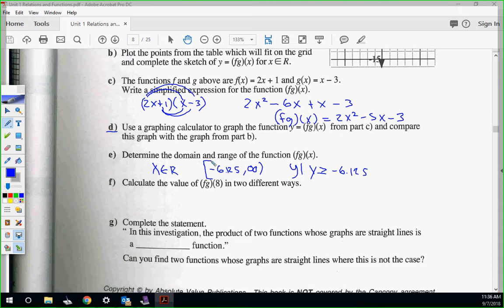Calculate the value of fg of 8 in two different ways. So the two different ways: you could put the 8 in here and here and then multiply, or you can do it into right here and just get what you get. Okay? So that's the two different ways. So let's put 8 right here. So we're going to have 2 times 8 squared minus 5 times 8 minus 3.